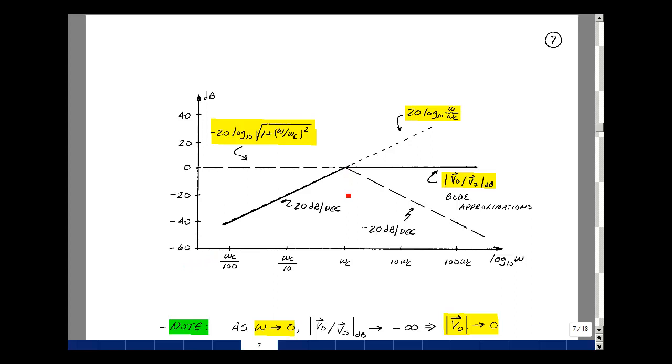As the frequency increases beyond omega c, we approach 0 dB, and that just says that the output equals the input. We're going to pass higher frequencies compared to omega c.